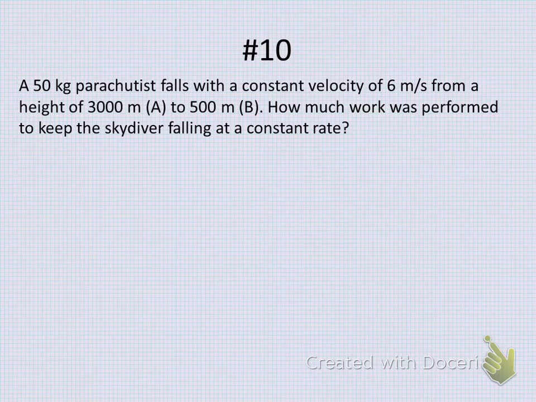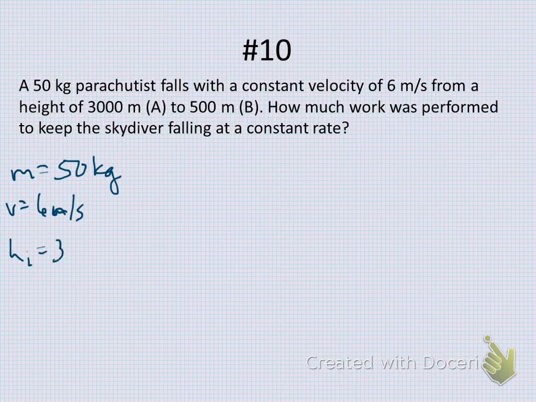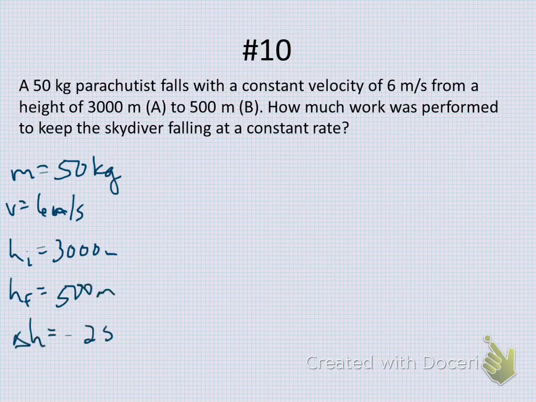All right, 10. We have a 50-kilogram parachutist. That'd be a tiny parachutist, who falls with a constant velocity. So our initial and our final are 6 meters per second. And then we have, and this is a little bit different than what we've seen, an initial height of 300 meters, and a final height of 500 meters. So we actually have a change in height of negative 2,500 meters.